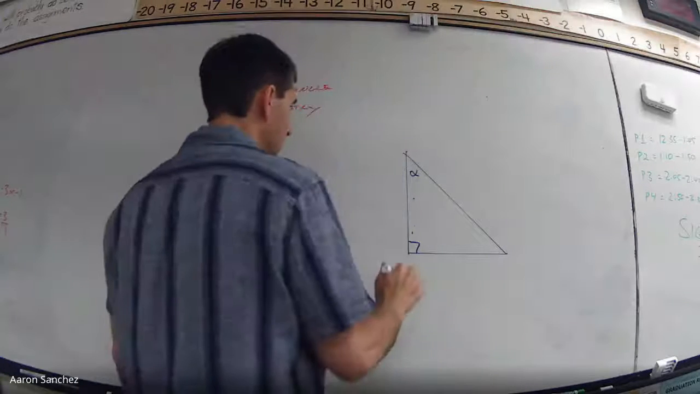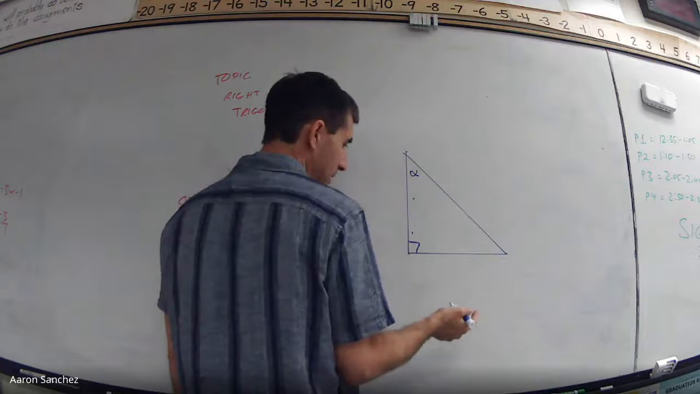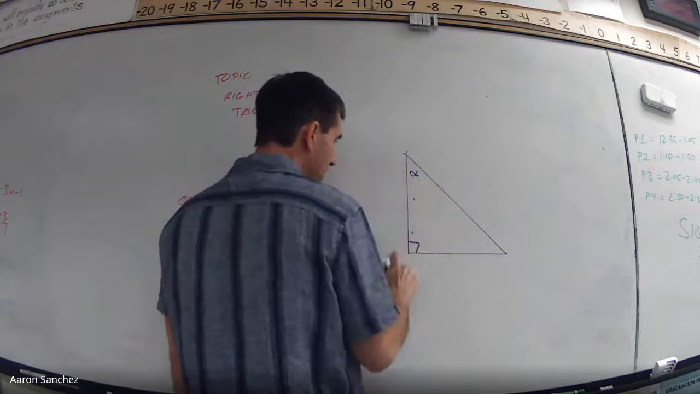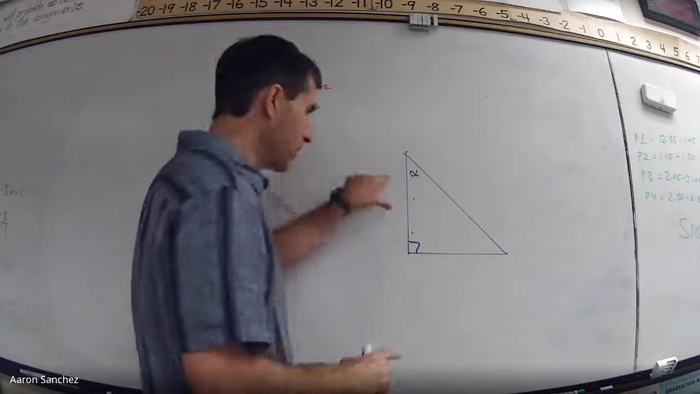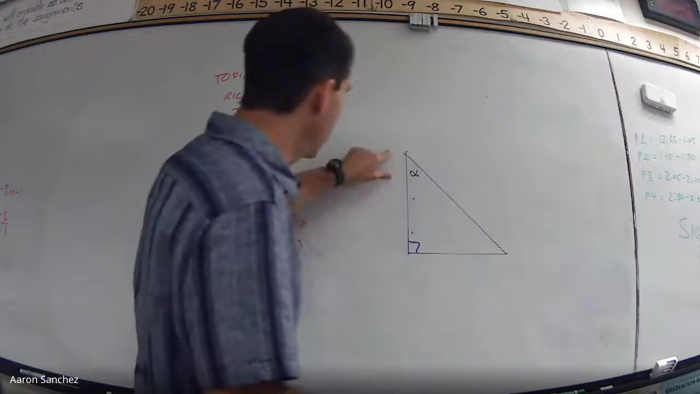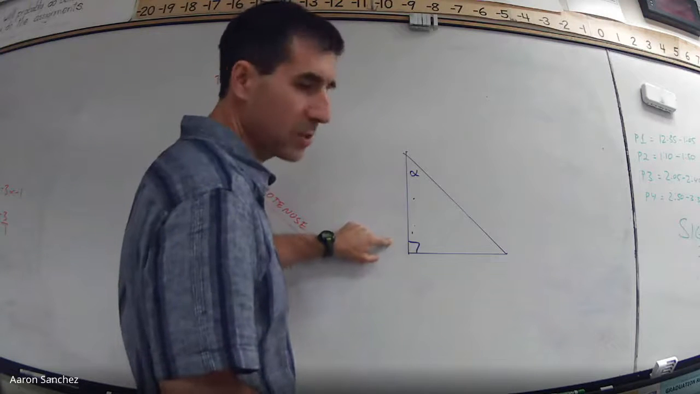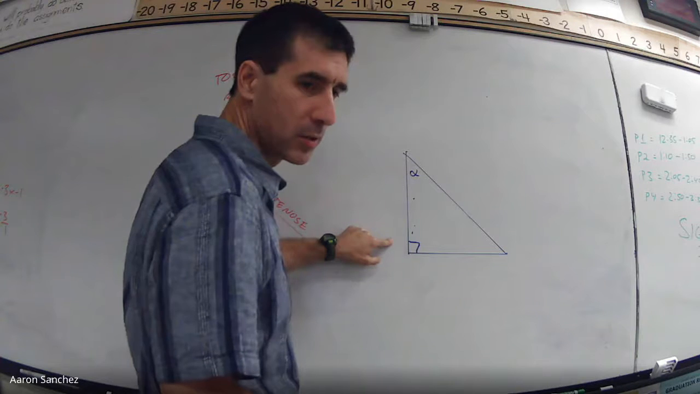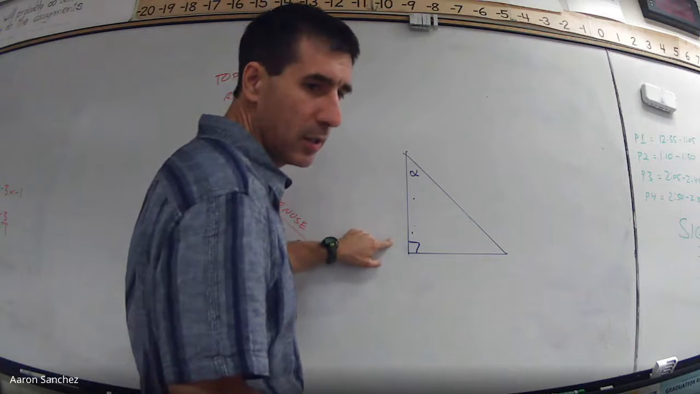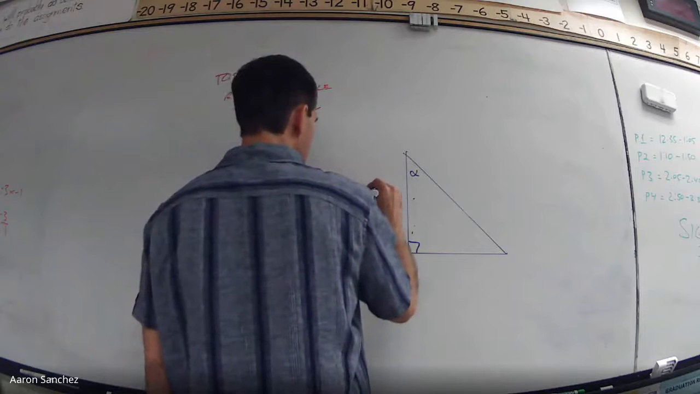Now what's my opposite, adjacent, and hypotenuse? What's this side going to be? Let's go with Angel Lopez. What would this side be? Opposite, adjacent, or hypotenuse? The adjacent? Adjacent, yes. It's my adjacent side.